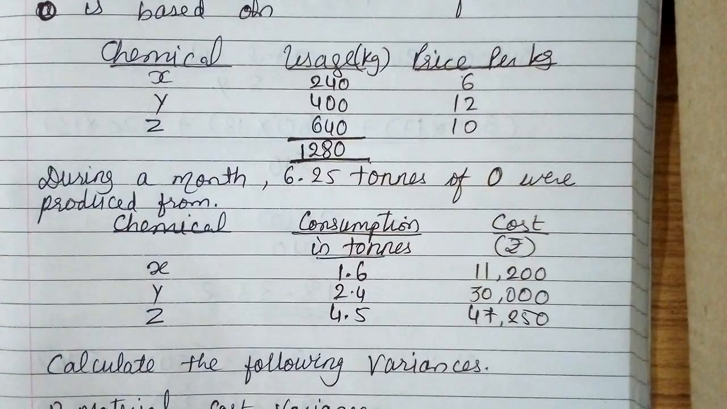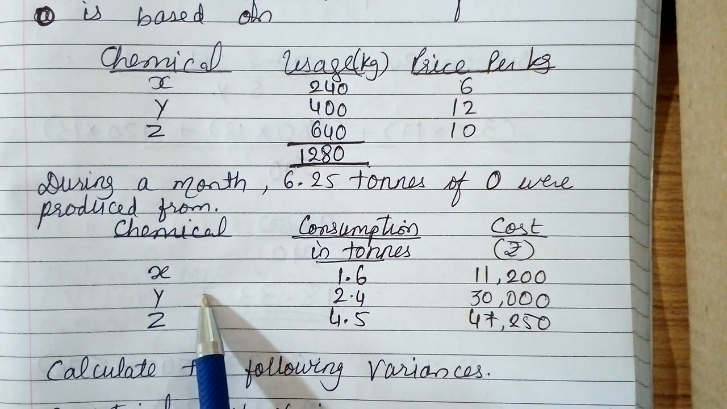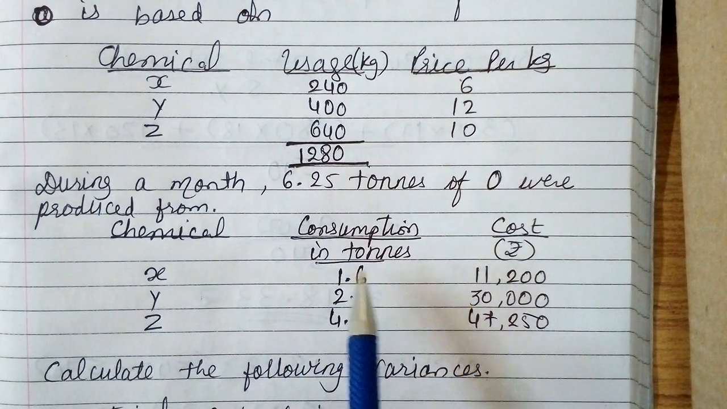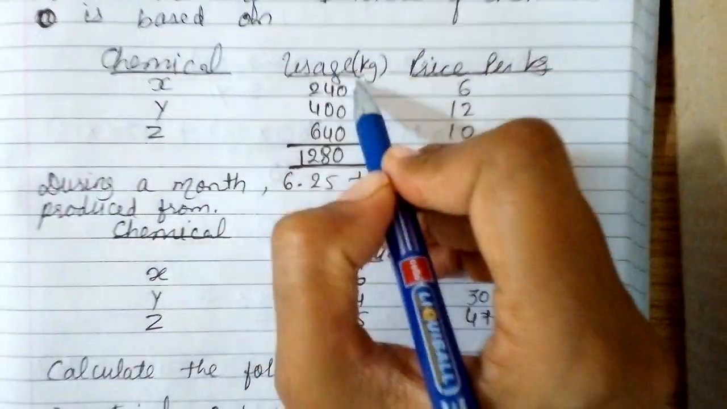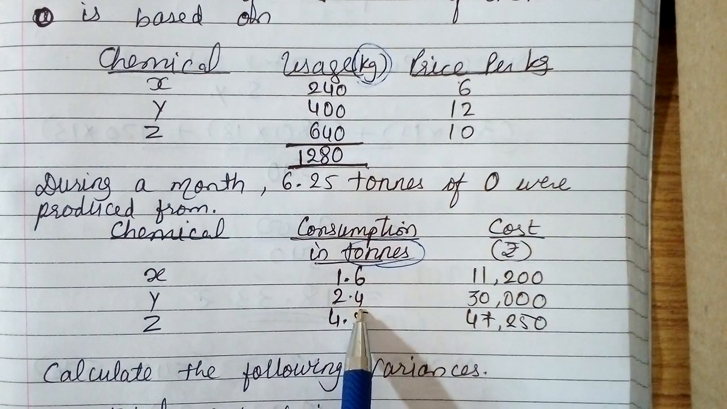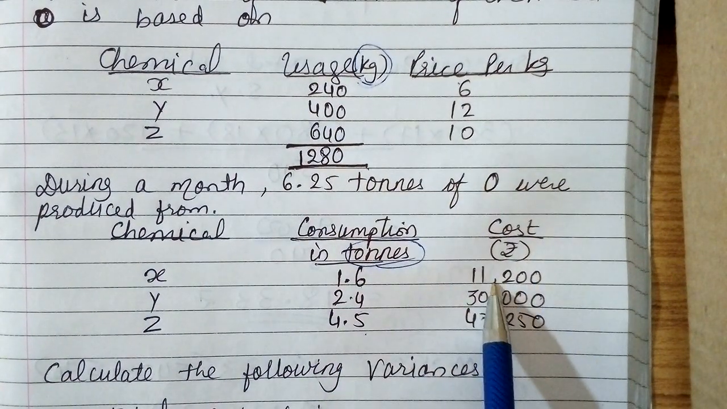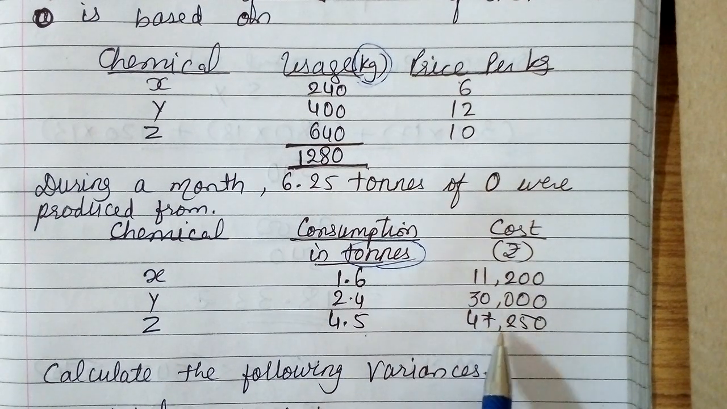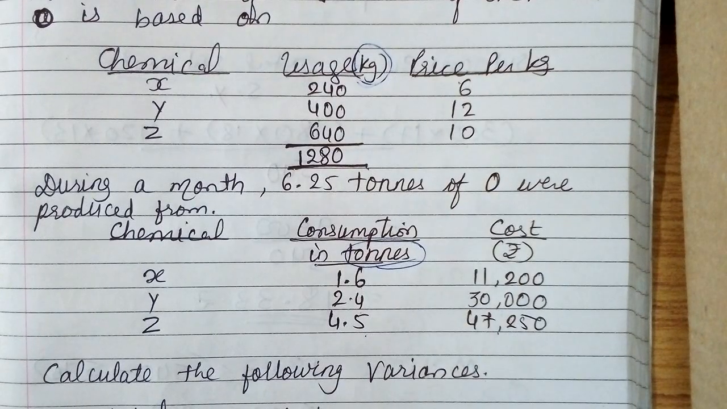So next, the first table is given as standard and this is given as actual. Consumption in kgs is given for standard and consumption in tons is given for actual: 1.6, 2.4 and 4.5. Cost: 11,200, 30,000 and 47,250. Right?